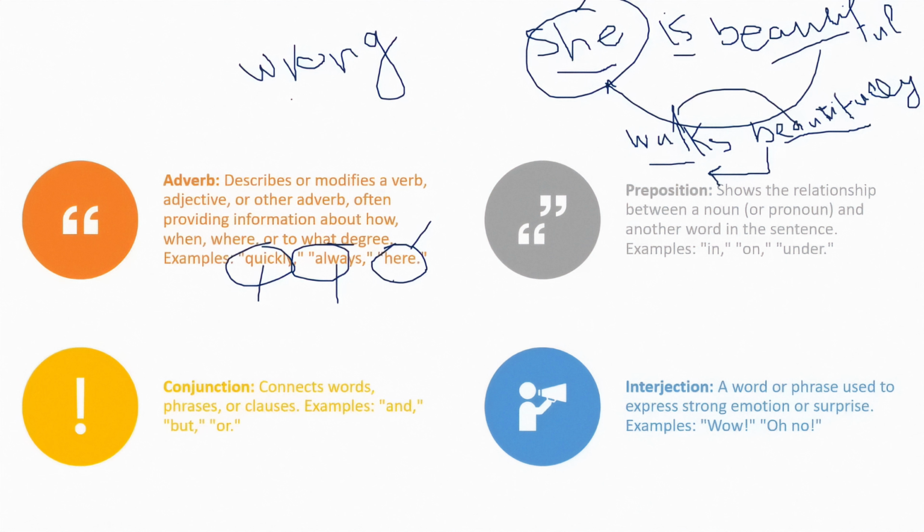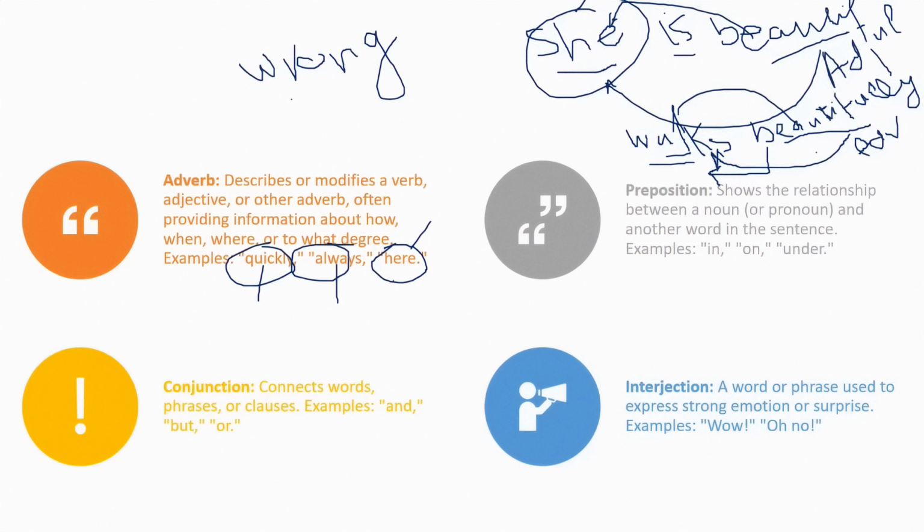Her walk is beautiful. So walk is a verb. So this word, beautifully, is qualifying, modifying walk. So walk is a verb. So this is an adverb, not an adjective. Here, beautiful is qualifying or modifying she. So she is a noun. So this is an adjective. I hope you will not forget it in future.